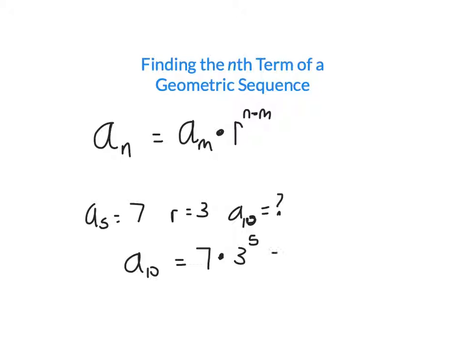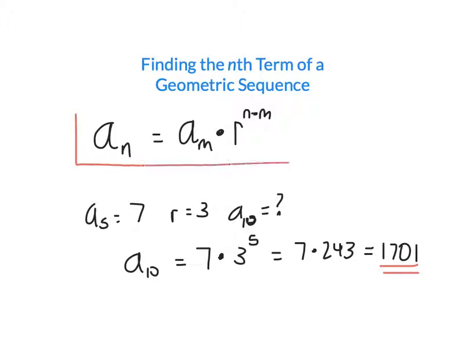Now, I've already done 3 to the 5th on my calculator, and so I happen to know that that is 243. And when I do 7 times 243, I get 1,701. So in this particular sequence, the 10th term happens to be 1,701. And in general, we can use this formula to find any particular term in a sequence. We usually call that the nth term.